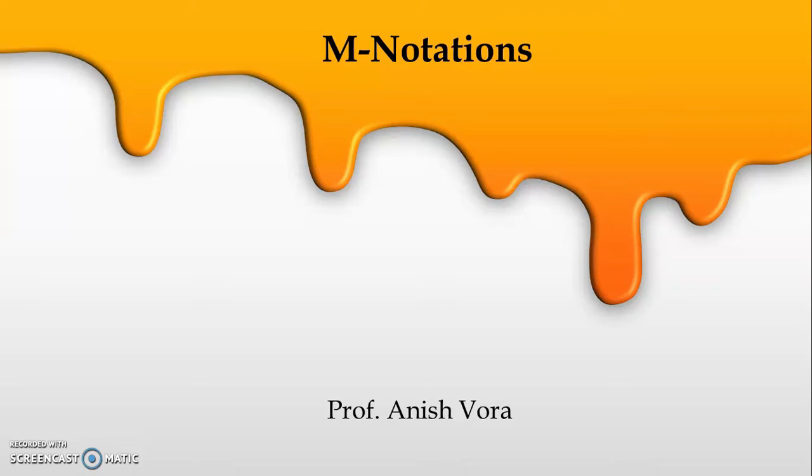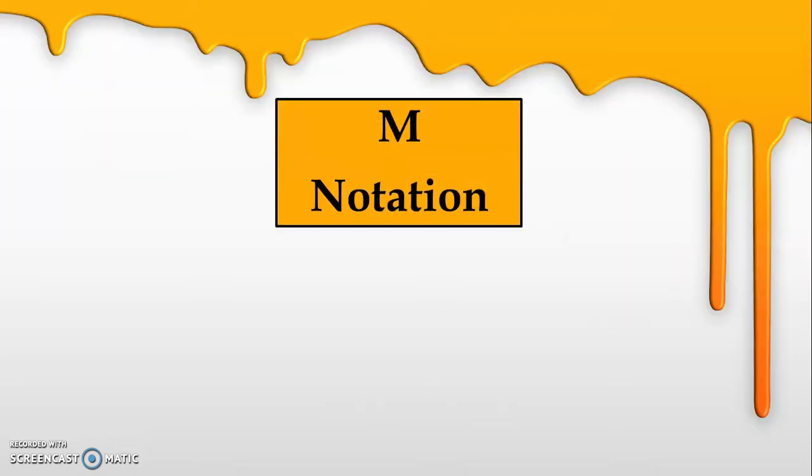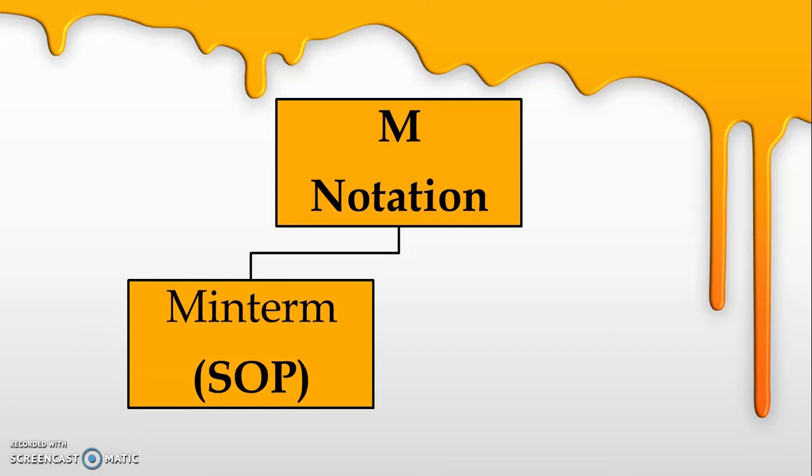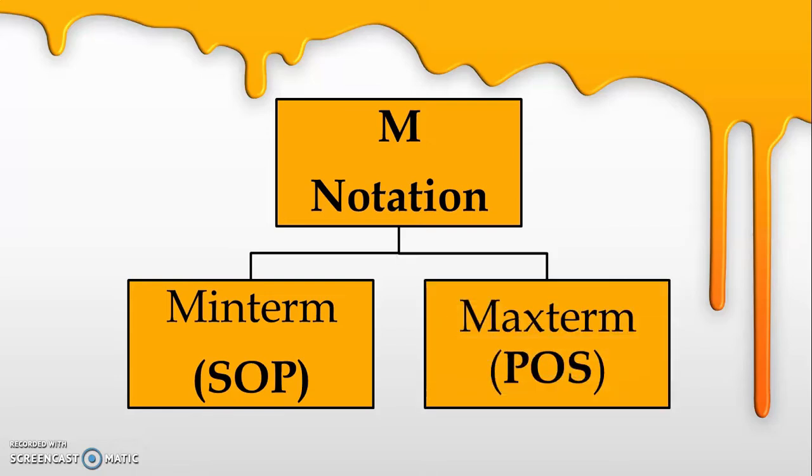In this video lecture, we will study about M notations of Boolean function. For Boolean function, we use M notation, and if we classify M notation, it can be classified into two categories. One is known as a minterm. In case of SOP form of Boolean function, that is sum of product, we use minterm, and in case of POS, that is product of sum, we use the term known as a maxterm.